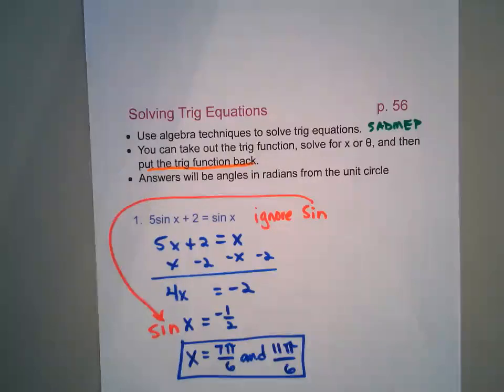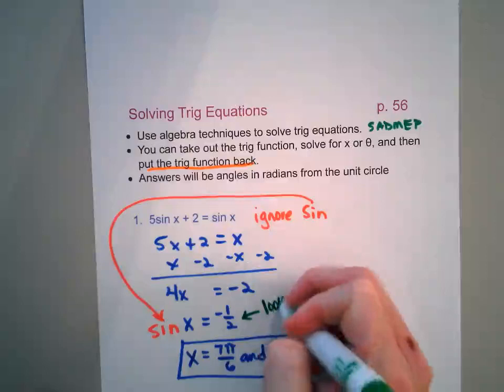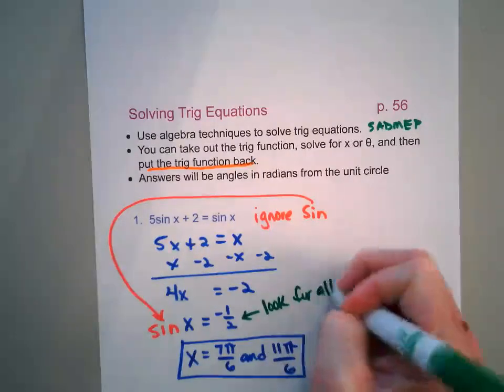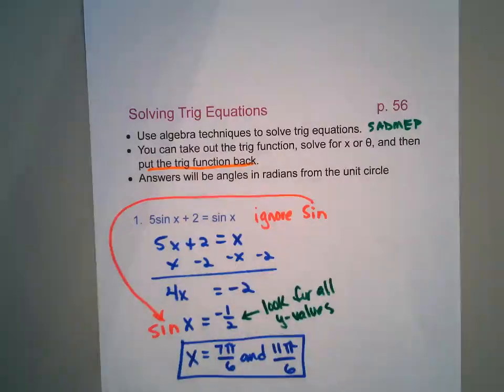I'm going to put some more in here, right here. Look for all y values that have negative 1/2. And those were the only two on the unit circle that had negative 1/2 as a y value. All right, that's a very simple one. They do get a little bit more complicated, so you'll see as we go along here what's going to happen.